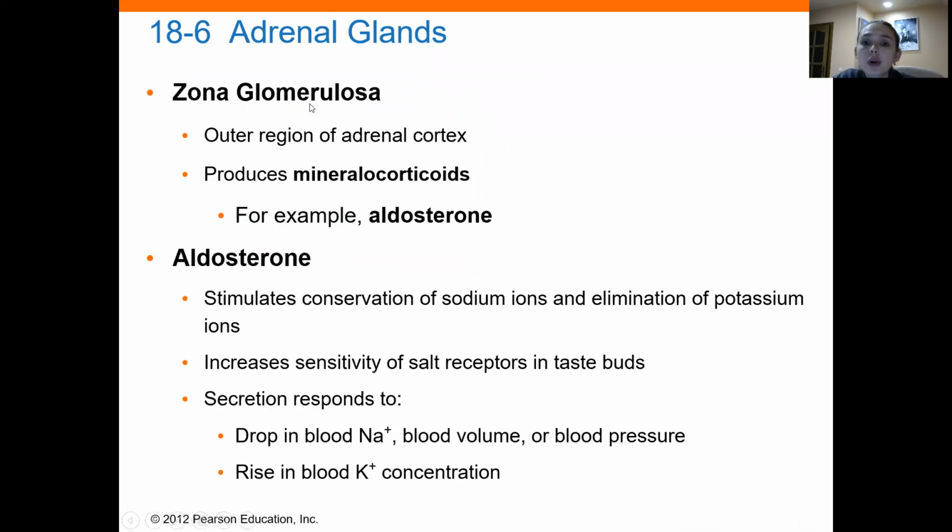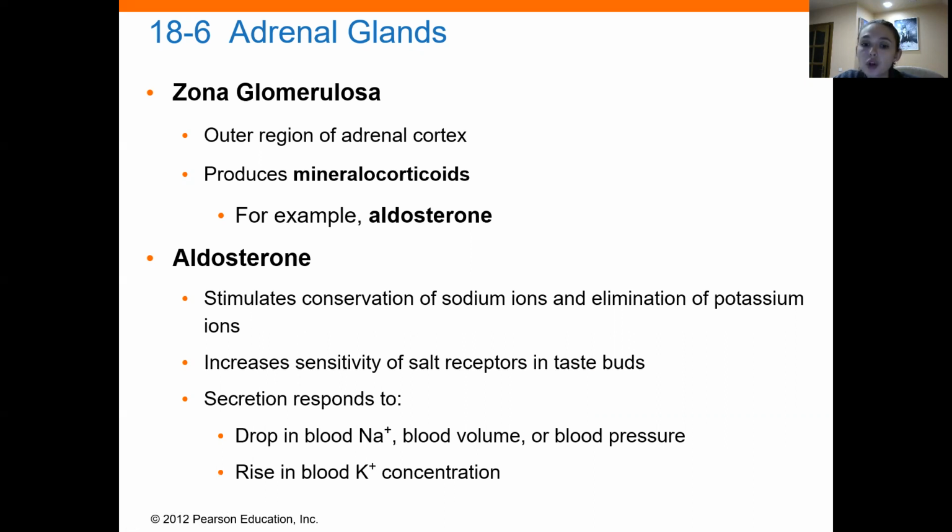Zona glomerulosa is the outer region of the adrenal cortex, which produces mineralocorticoids. An example of mineralocorticoids is aldosterone. What is the main function of aldosterone? Aldosterone stimulates conservation of sodium ions and elimination of potassium ions. It increases sensitivity of salt receptors in the taste buds.